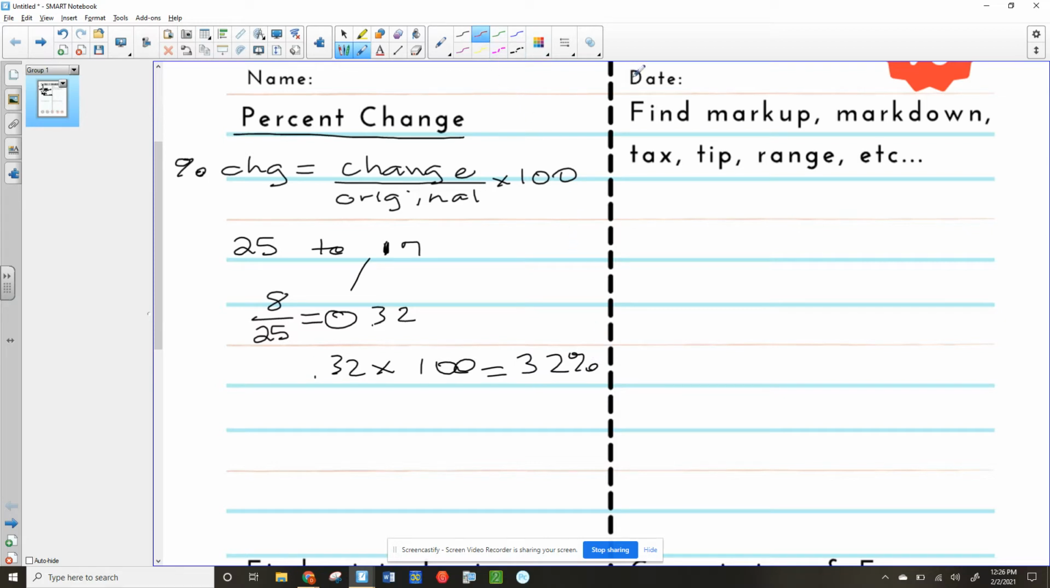Okay, the next one is markup, markdown, tax, tip, range, discount. All of these things mean basically the same thing. And we're going to use our 3 steps. So our step 1 is that we change our percent into a decimal, by doing our percent divided by 100.